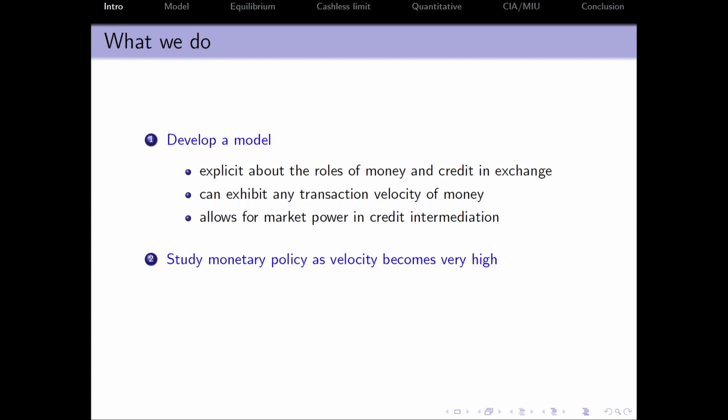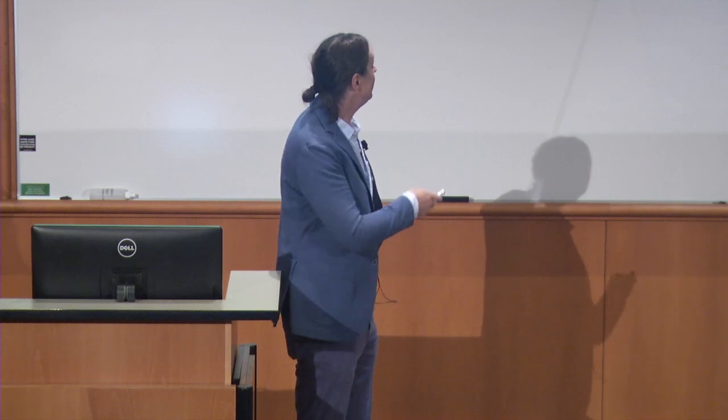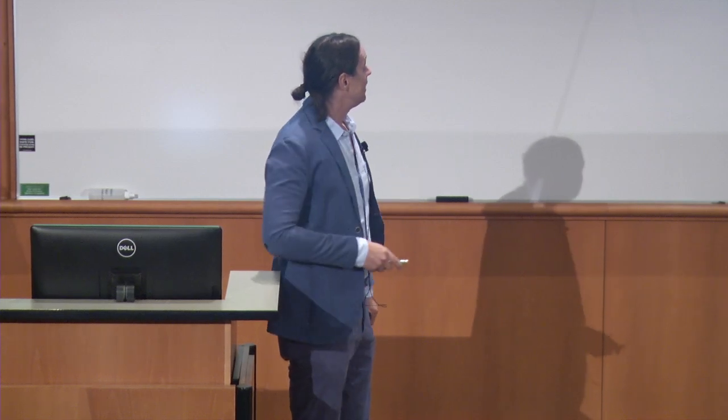So we're going to be as explicit as we know how to be today about the roles of money and credit in exchange. The second thing is we want the model to be very flexible in terms of velocity, because our results are going to be how monetary policy affects outcomes when velocity is very high. So we need that. And then the key ingredient for the results is that we're going to allow for the fact that financial intermediaries have some market power. Okay? And that's going to be critical for our results.